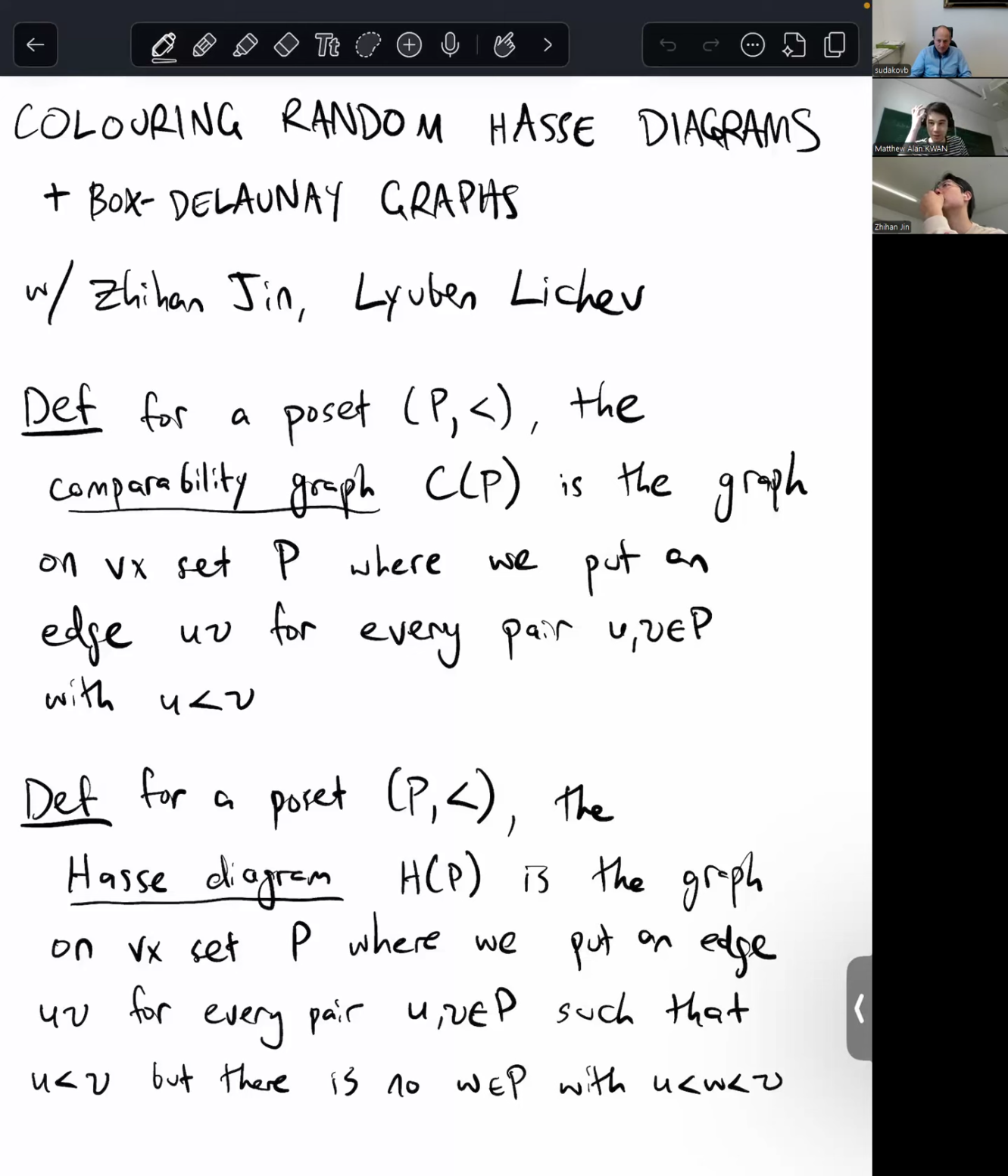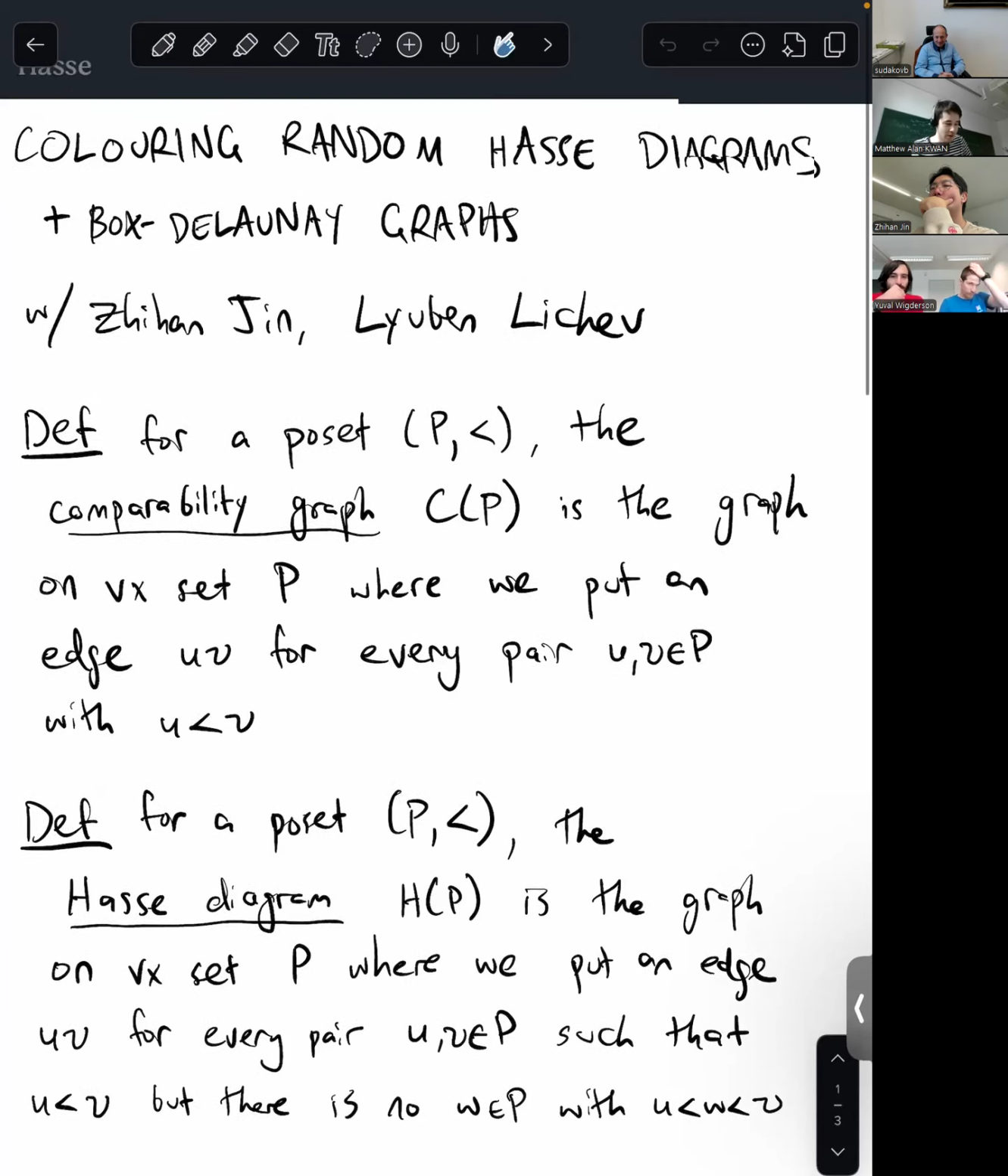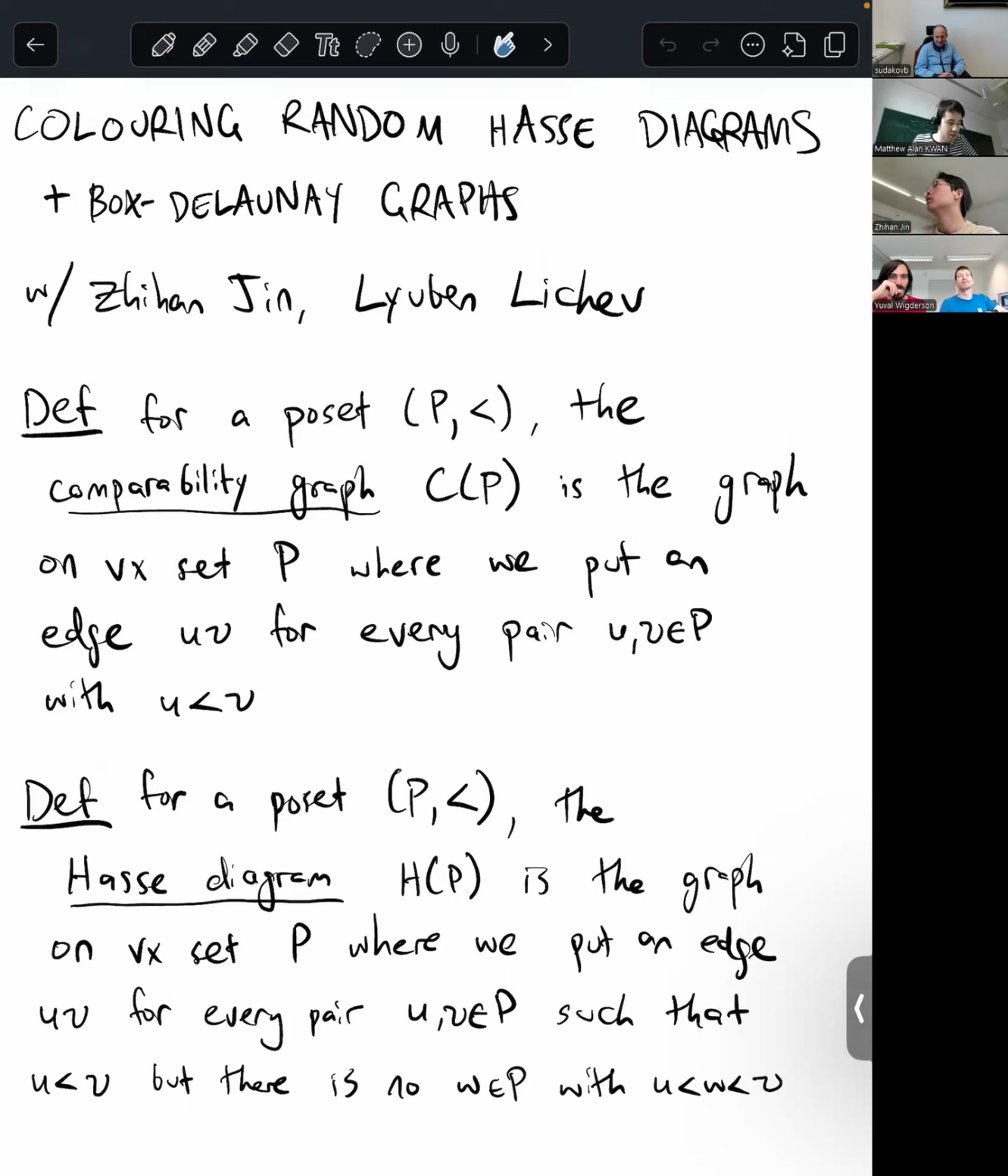So I wanted to start, as motivation, by talking about I think the two simplest and most fundamental ways of associating a graph with a poset. I've already written them on the screen here. Do I have a laser pointer? No, maybe not. Anyway, the first definition is the obvious way you might try to associate a graph with a poset, the comparability graph. The vertices are the elements of the poset, and you put an edge between u and v whenever u is less than v, so whenever u and v are comparable.